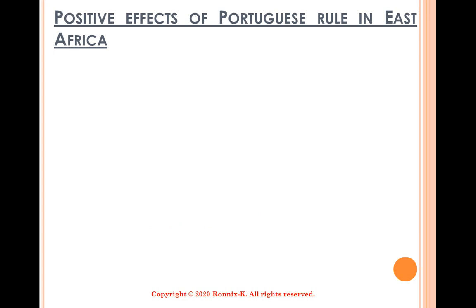So when we say effects, we mean outcomes, results. And when we say positive effects, we mean the good results, the good outcomes. So now let us see the good things that happened because of Portuguese rule here in East Africa. And we're going to split these effects into economic and social. Let's begin with economic. When we say economic, we mean those things that enable people in the community to get money, people in the society to earn a living.